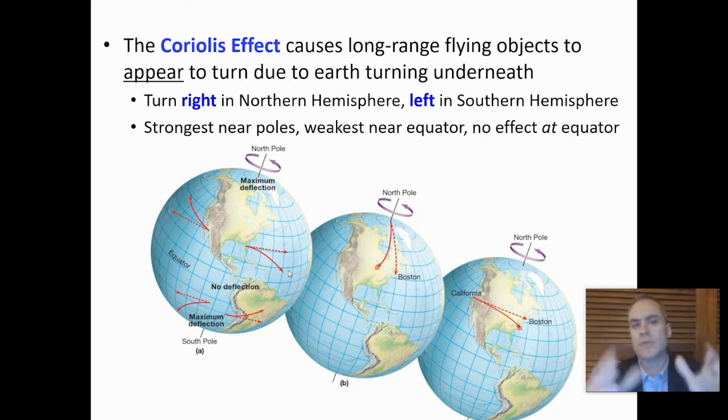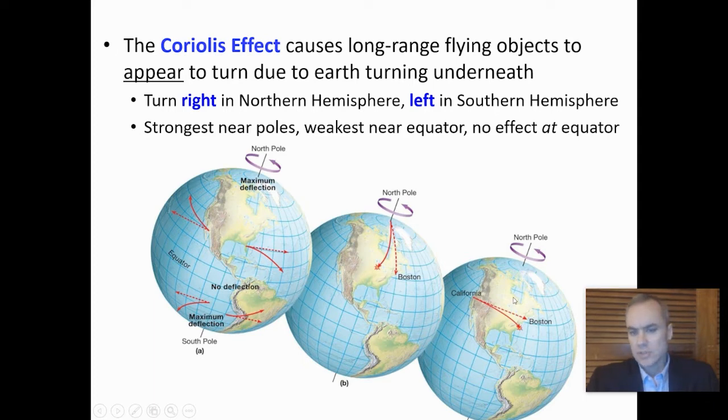The Coriolis effect causes long-range, long-distance flying objects, like a wind, like a missile, to appear to turn because the Earth is actually turning underneath it as it flies. And that apparent turn is always to the right in the northern hemisphere, as you see in the diagrams, and to the left in the southern hemisphere.